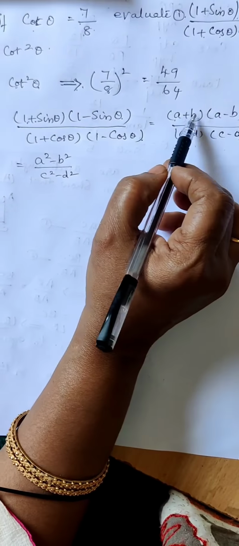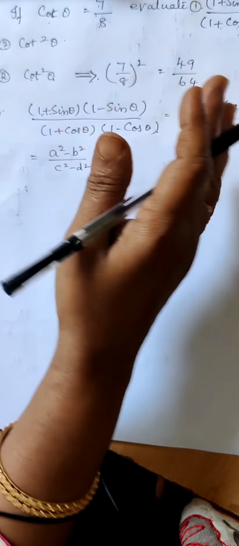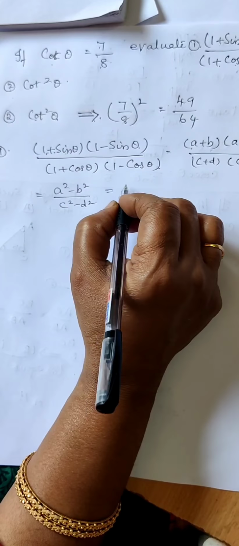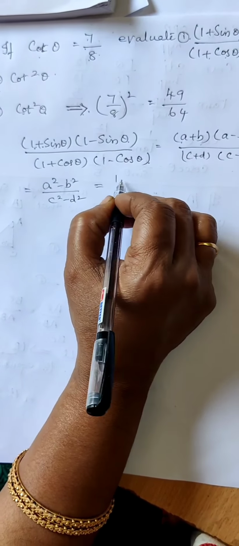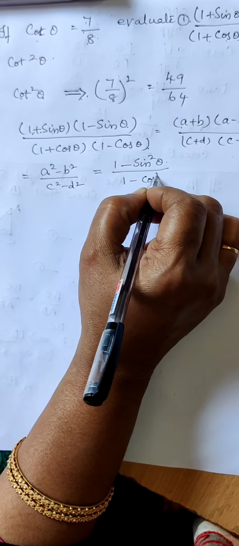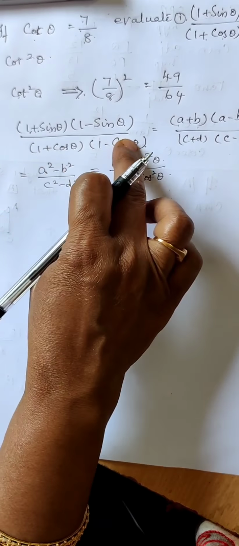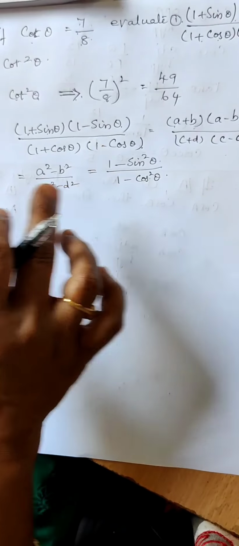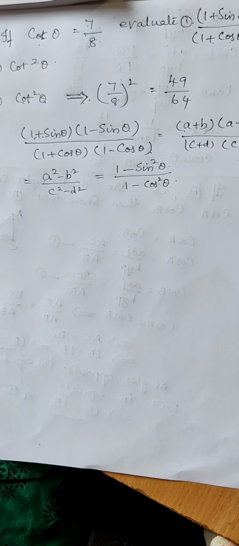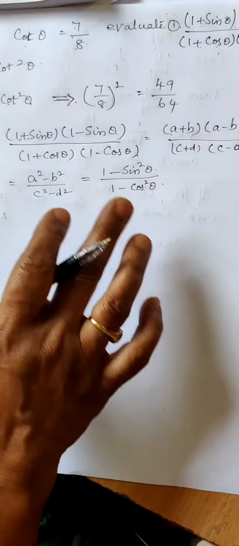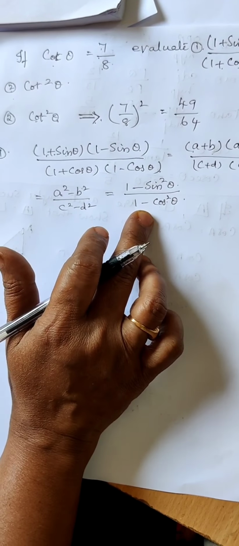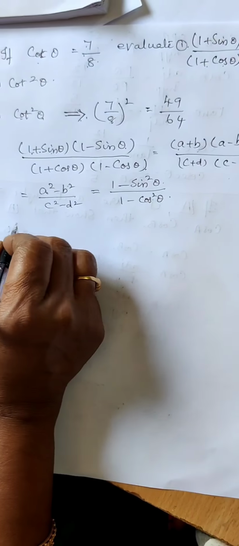Here a means 1, b is sin theta, just resembling what I have written here. Considering this, a square minus b square means 1 square minus sin square theta, by 1 minus cos square theta, which is c square minus d square. Here c is 1, d is cos theta. Now how can we proceed? 1 minus sin square theta by 1 minus cos square theta.